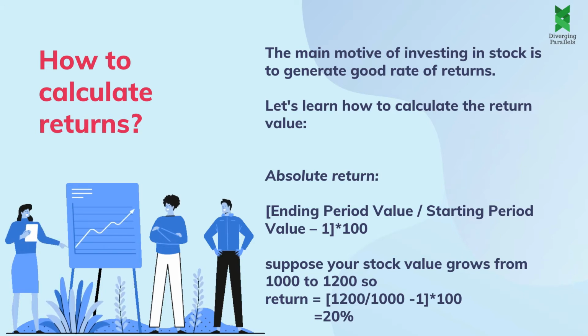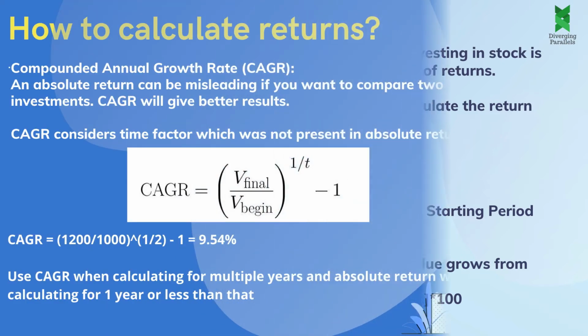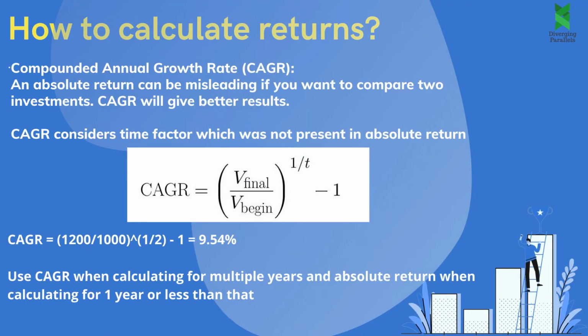Now let's see a different way of calculation. For more precision, we'll calculate the compound annual growth rate, CAGR, instead of absolute return. CAGR is defined as V final by V begin, raised to the power 1 by t, minus 1. How CAGR is different from absolute return is that it also takes into account the time period. If we take into account the time period, we know in how much time we have earned how much money. So that will give better results.